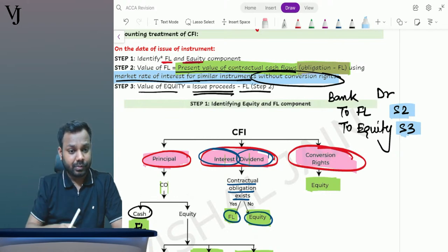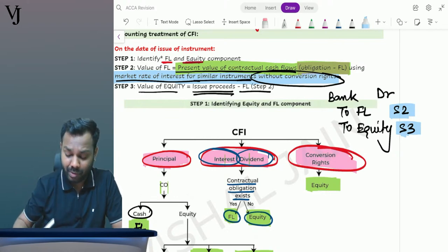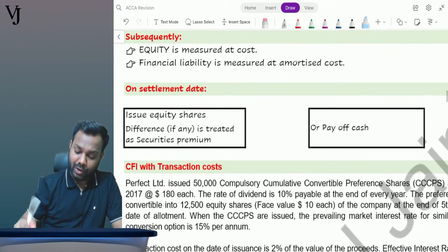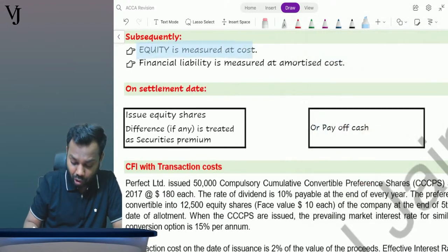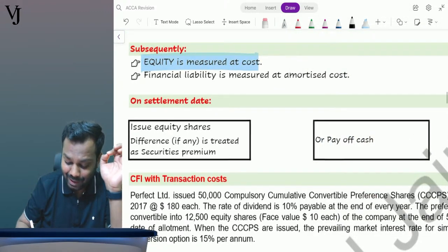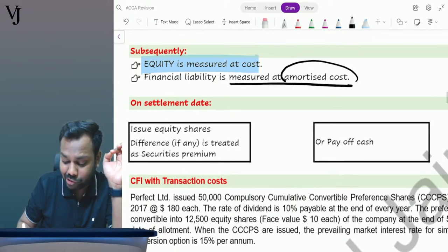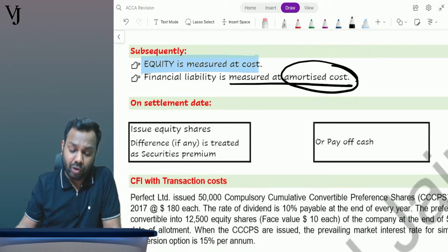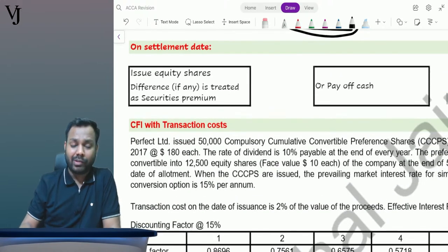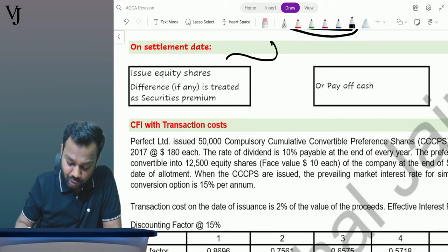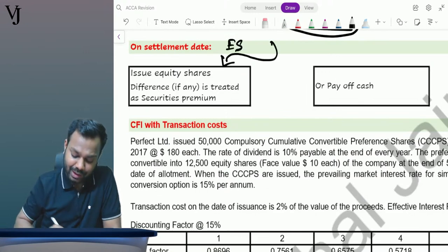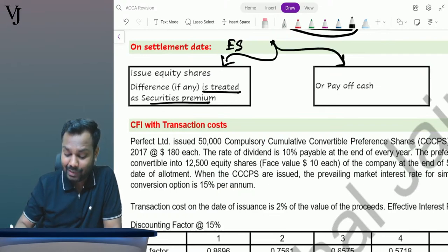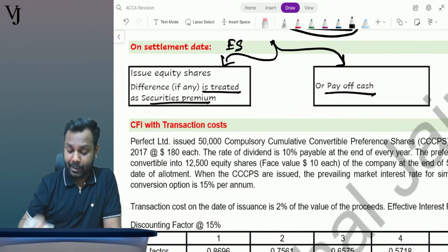That is the accounting treatment on the date of issue of the instrument. Subsequently, what will happen? Subsequently, you will continue measuring the equity at its cost, and the financial liability will be measured at amortized cost. On the settlement date, if you have to settle by issue of equity shares, you will issue equity shares and the difference, if any, is treated in securities premium. Or if it is to be settled by paying cash, then pay off the cash. Okay. Simple.